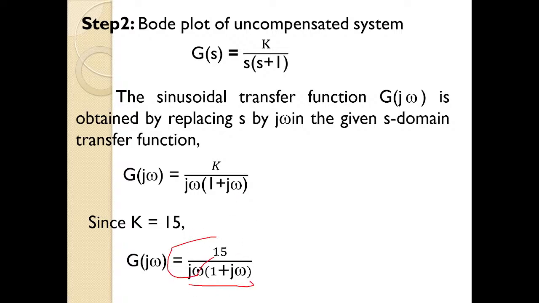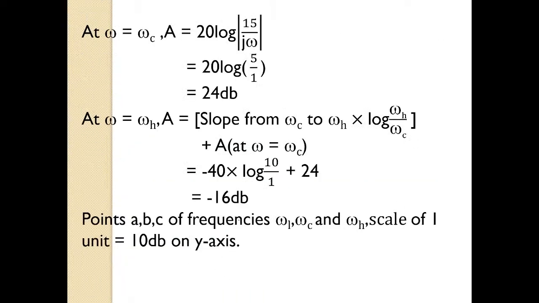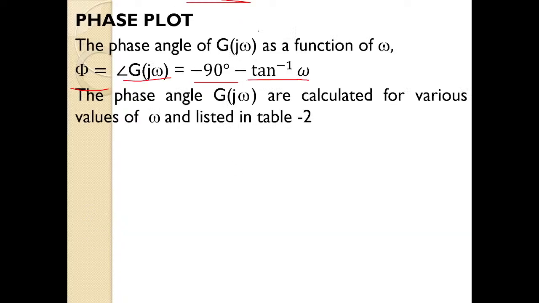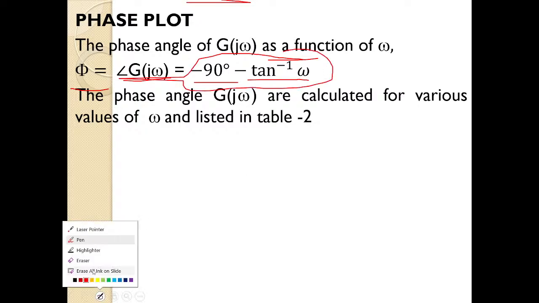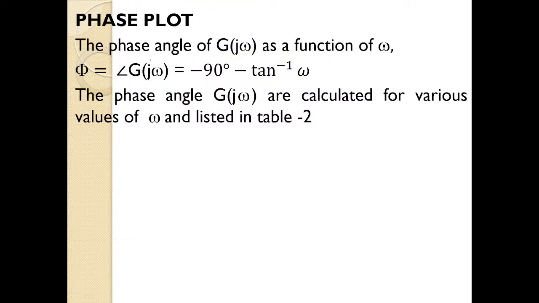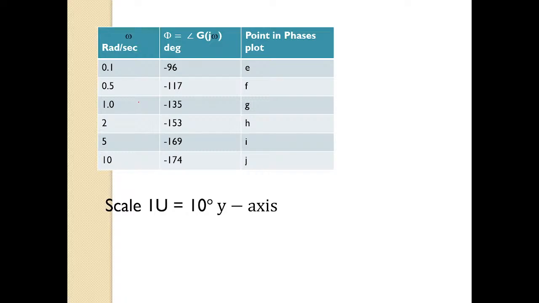For the integral factor, the angle is minus 90. For the first order denominator factor, it is minus tan inverse of omega. So the phase is minus 90 minus tan inverse of omega. For different values of omega, let us find the phase. This is my omega column, and this is my phase column.